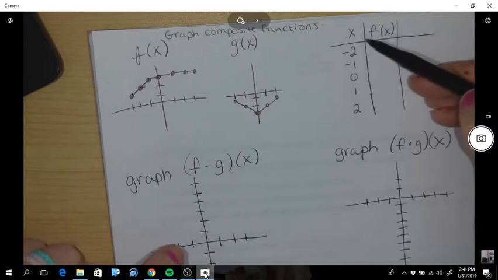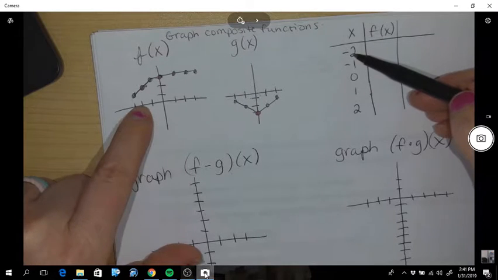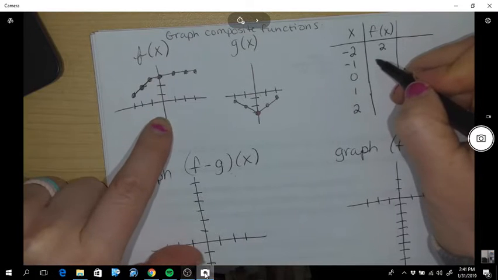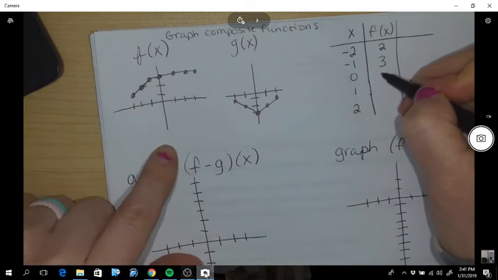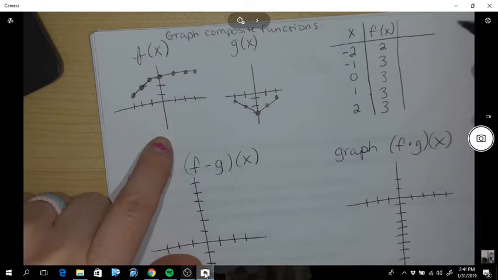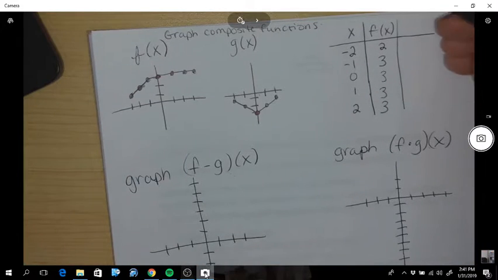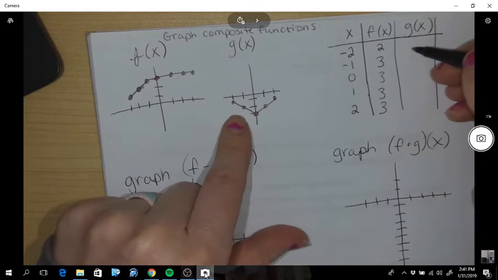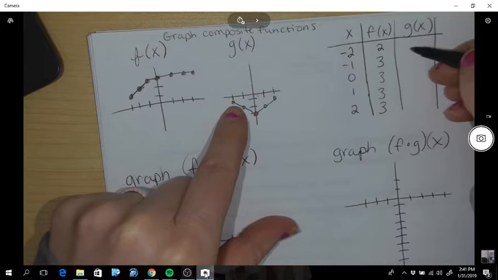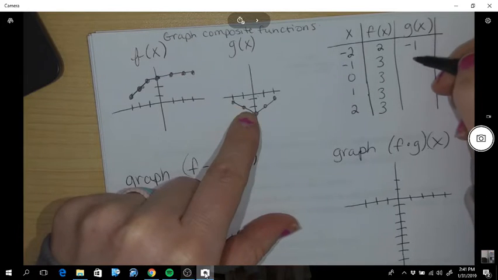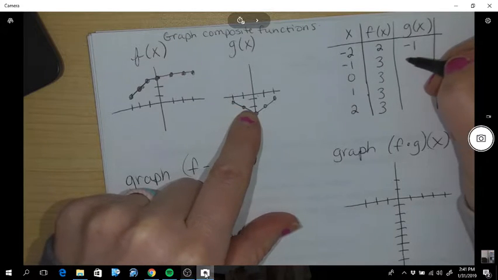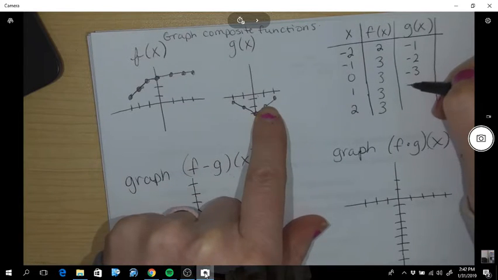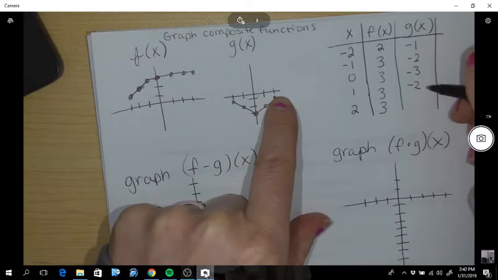So on f of x, when we're at -2, we're at a height of 2. When we're at -1, we're at a height of 3. And then we actually stay at a height of 3. On g of x, when we're at -2, our y value is -1. Then at -1, we're at -2, -3, -2, and then a height of -1.